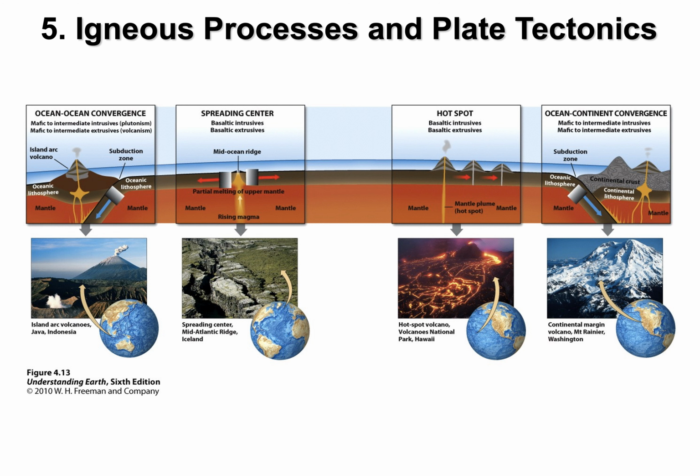For example, in this picture below, you have an island arc volcano which occurs here in Java in Indonesia. Then you have the spreading center at the Middle Ocean ridges, and there you are producing basaltic intrusives and basaltic extrusives.